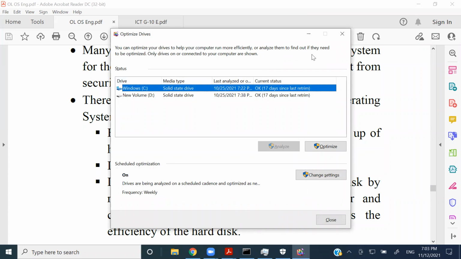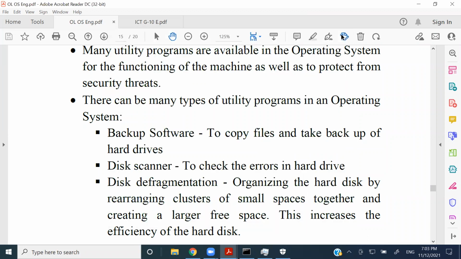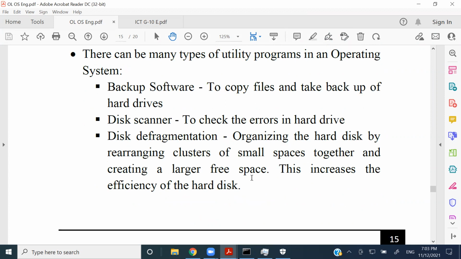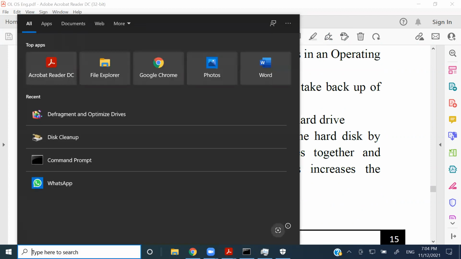Yeah, I think it has been integrated into these things when it comes to Windows 10, right? So anyway, you can use this particular utility program to check the errors in the hard drive. And disk defragmentation, that is the one I just showed you a little while ago, right?